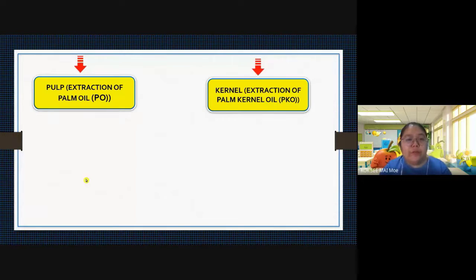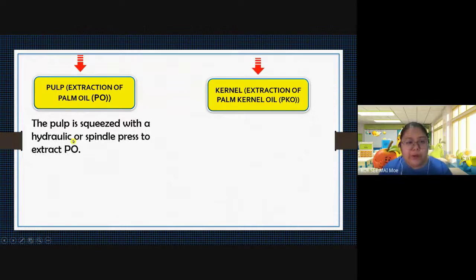For short, we use PO, which is palm oil, and PKO, which is palm kernel oil. This one is quality oil. Now, how do we separate them? For palm oil, first they squeeze using a hydraulic press, something that compresses with a small force. After that, a big machine heats the palm. Because the palm is already soft from sterilization, when they heat it, the oil will be produced.